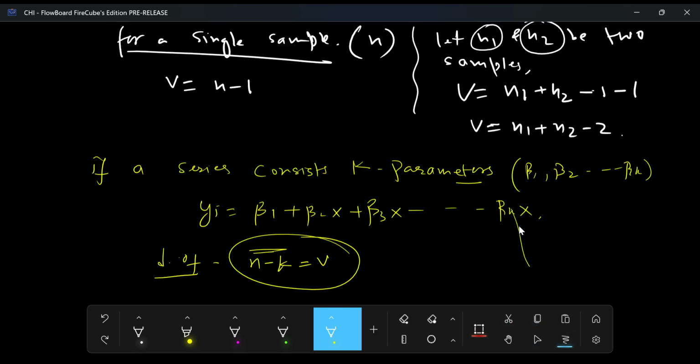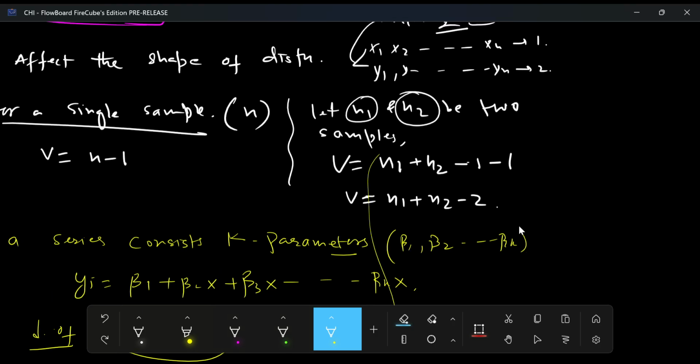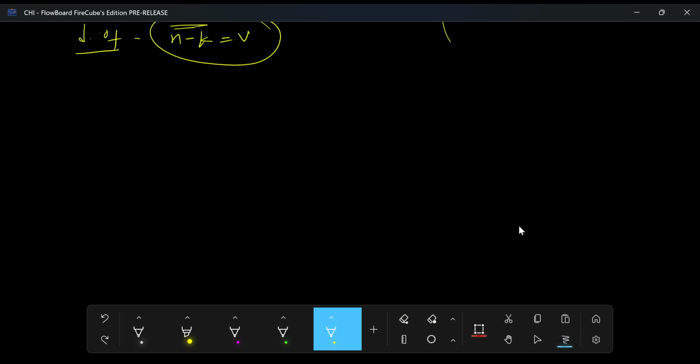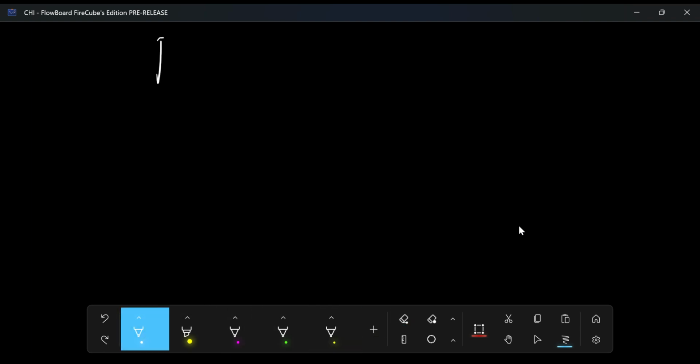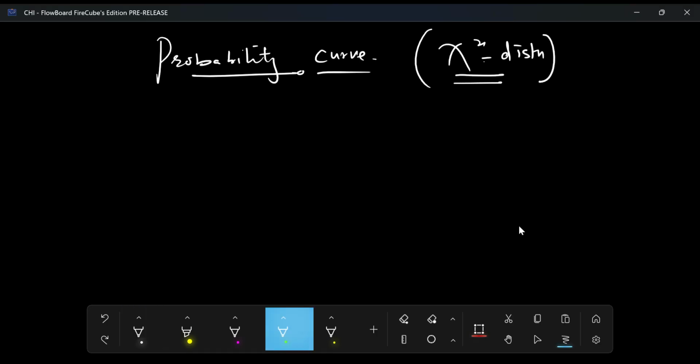See how? Let's talk about the probability curve of chi-square. Let's see the probability curve of chi-square distribution.